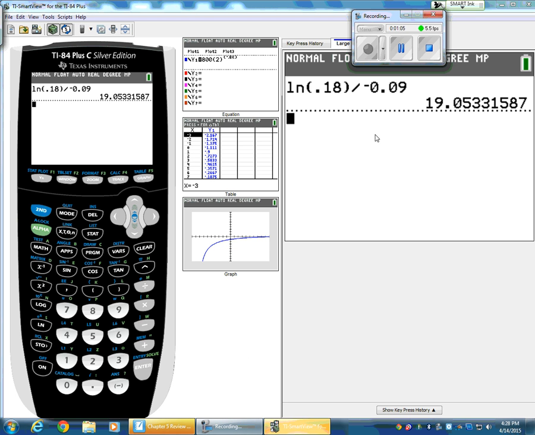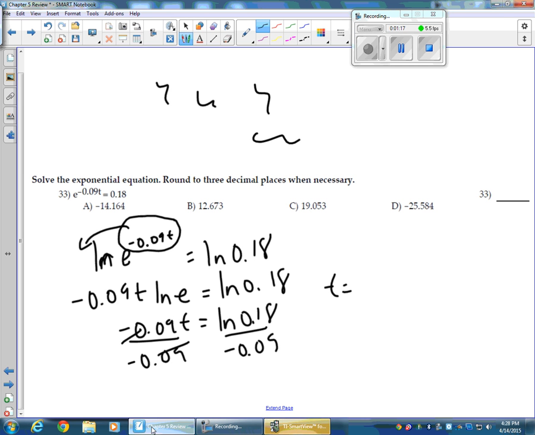Hang on. And here it is in the calculator. Natural log of 0.18, make sure that you close that parentheses. That can be a real problem if you don't. Divided by negative 0.09, and you get 19.053. So my answer for problem number 33 should be C.